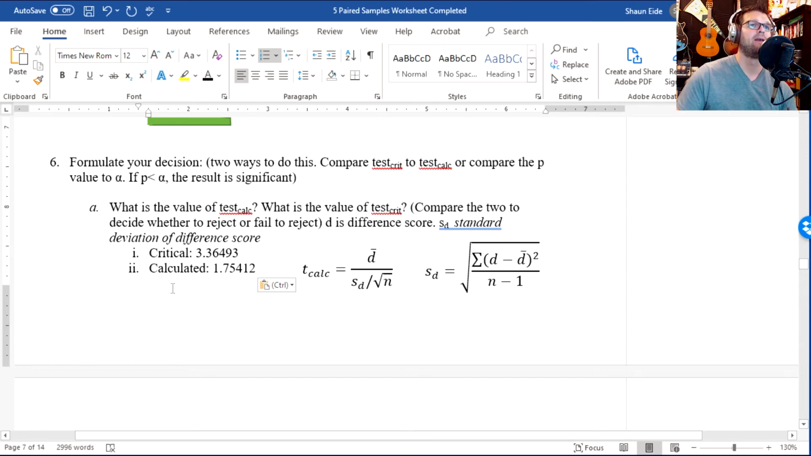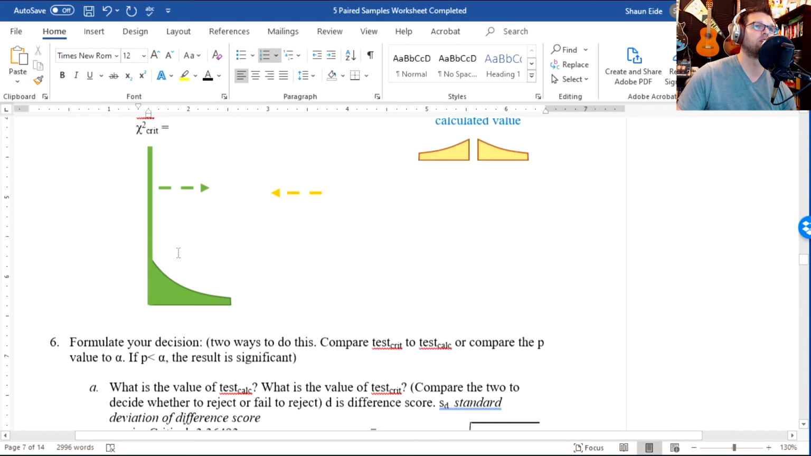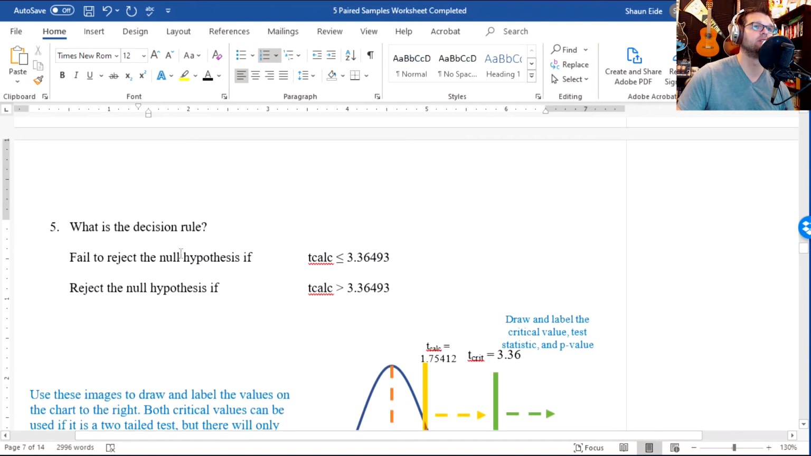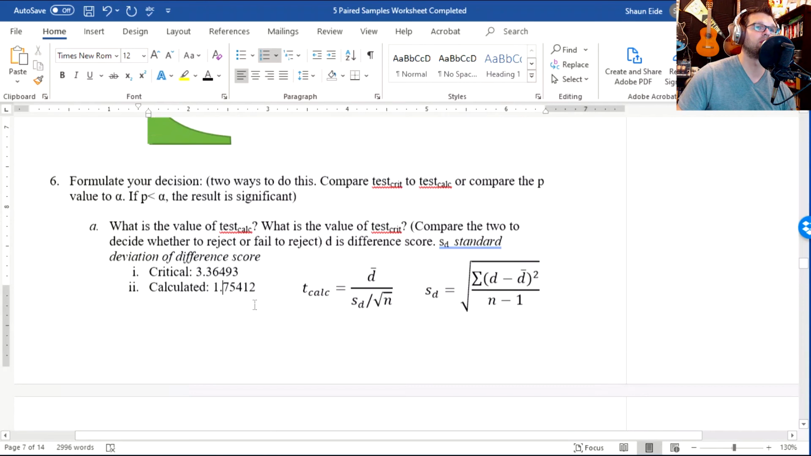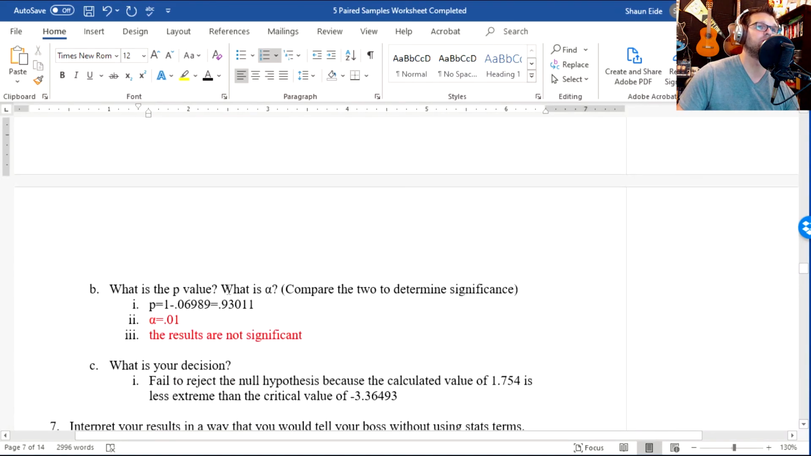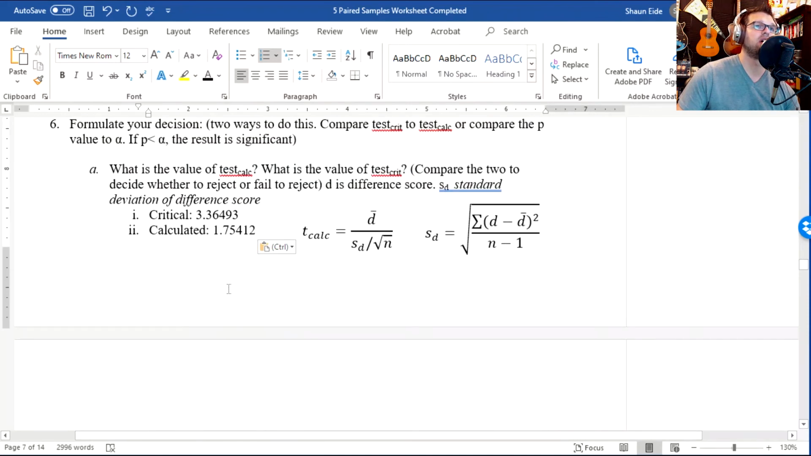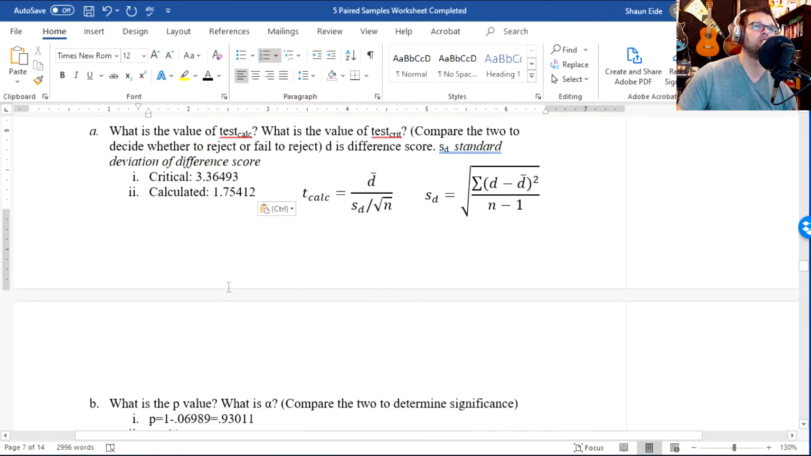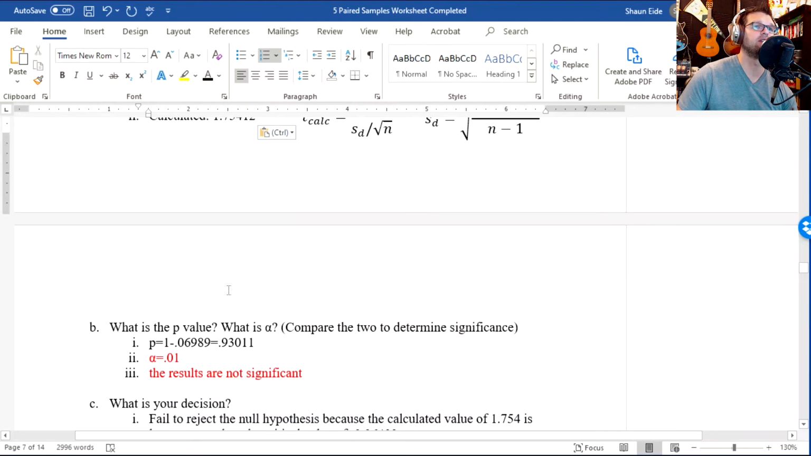Okay. So what is the value of test crit? What is the value of test calc? Compare the two and decide whether or not to reject or fail to reject the null hypothesis. And so we're just looking right at the decision rule that we made earlier. And based on this decision rule, we can more or less conclude that we are failing to reject the null hypothesis because there's not enough information to determine that there actually is a difference.